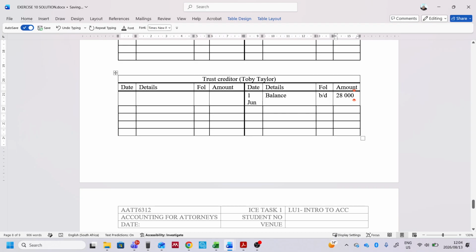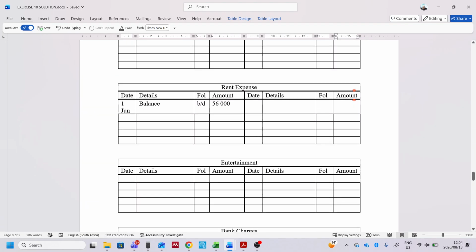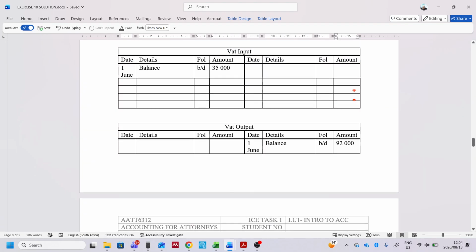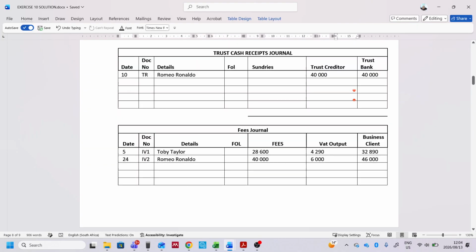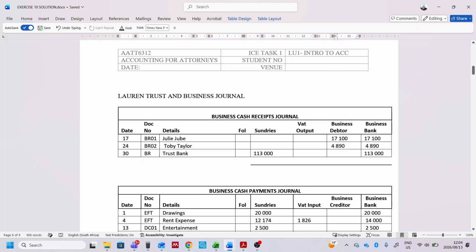So what is left for us now to do is to go and total our journals. Once the journals are totaled, we can then start transferring some of the totals and items to your ledger accounts. So going back, these books are totaled at the end of the month.